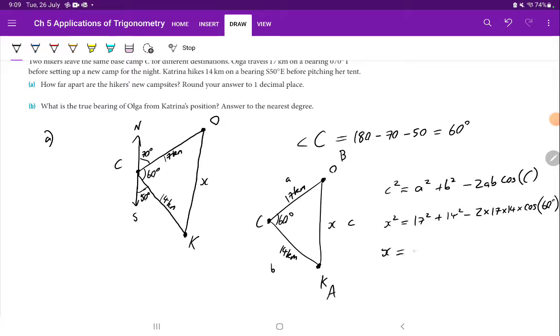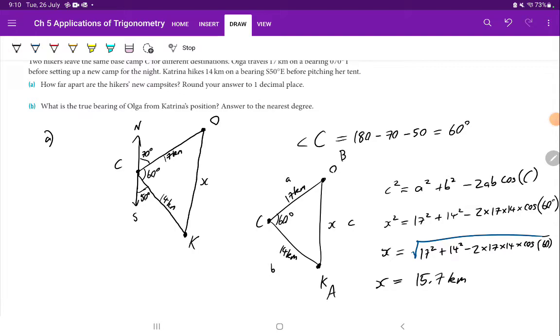We want to find x, so we're going to take the square root of both sides. Get 17 squared plus 14 squared, take 2 times 17 times 14 times the cosine of 60. And that gives us the distance. So we get 15.7162... but it says to round it to one decimal place. That's 15.7 kilometers. And we now know the answer to part A.